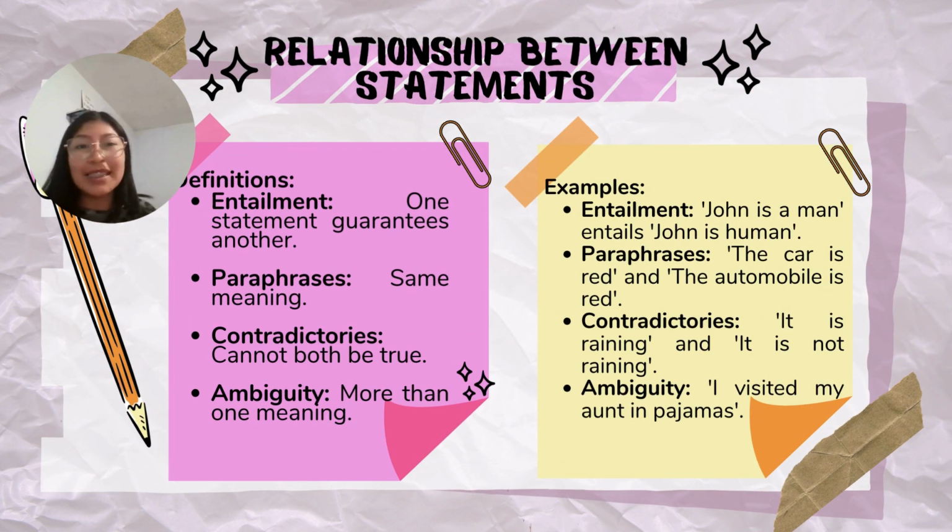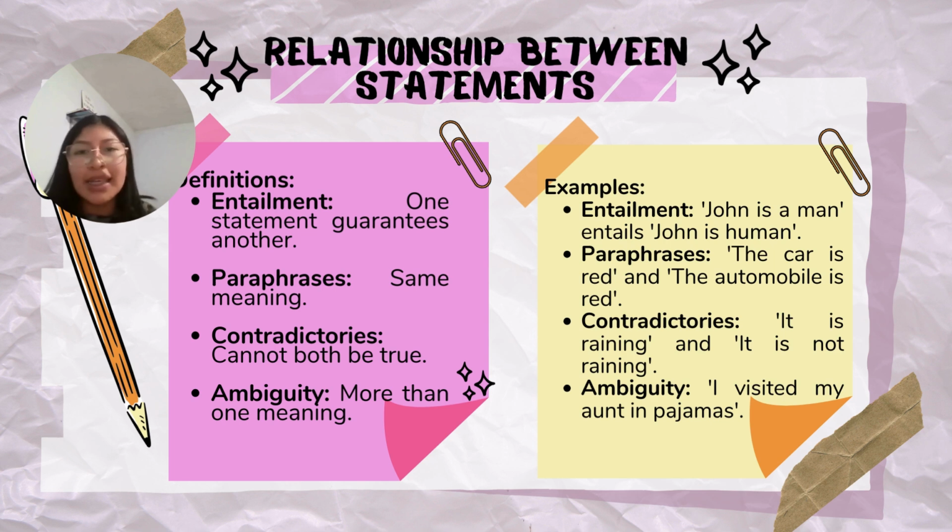Relationships between statements are essential in semantics. Entailment occurs when one statement implies another, meaning if the first is true, the second is also true. Paraphrases are statements that have the same meaning, and contradictory statements cannot both be true at the same time. And ambiguity occurs when a statement has more than one possible meaning.